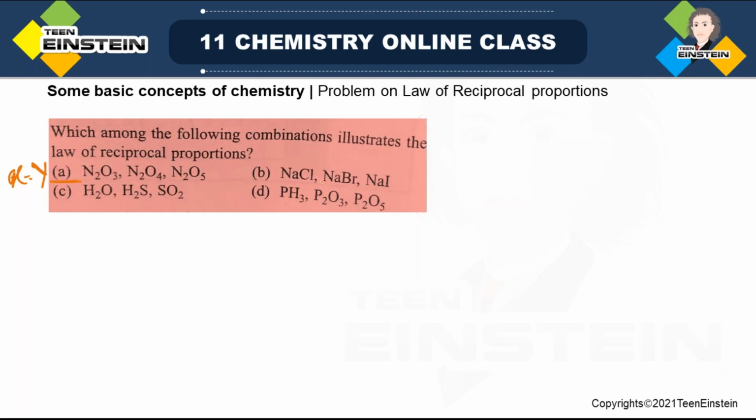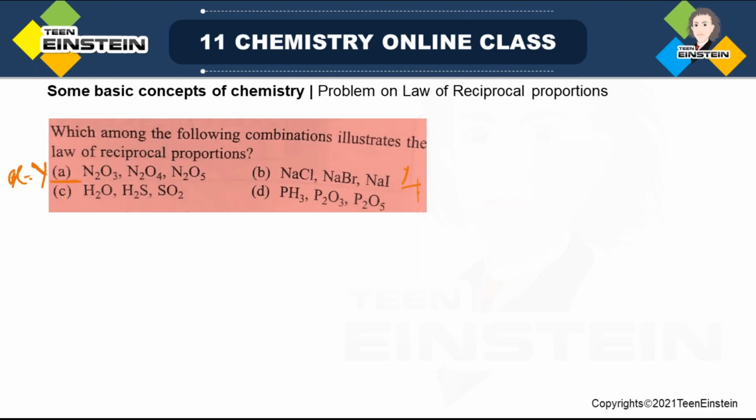In the second case, sodium chloride, bromide, and iodide. That means sodium is fixed. And how many elements are there except sodium? Total 3. That means the total number of elements is 4. So obviously for these two, as we just discussed, in reciprocal proportion there are a total of 3 elements involved. But in the first option, only 2 elements. Here, a total of 4 elements are involved. So we cannot apply reciprocal proportion.